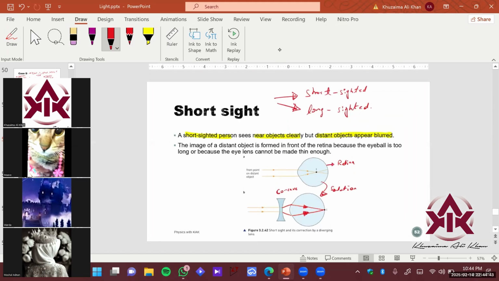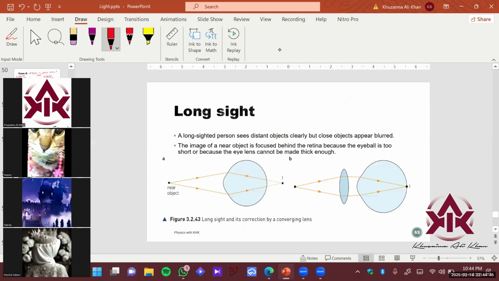Then we can have another type of issue in the eye, that is long-sightedness. So what is the issue in this? A long-sighted person can see distant objects clearly, but closer objects appear blurred, right? So what is the issue here? Let's say we have an object which is near to your eyes, the rays meet behind the retina. Okay, this is the retina screen here.